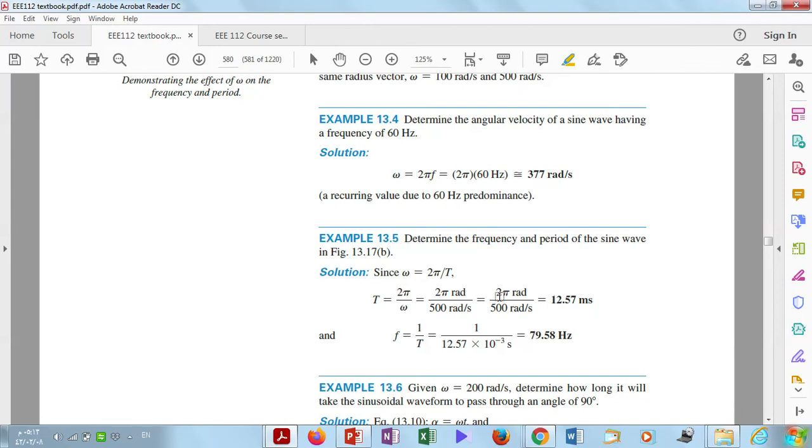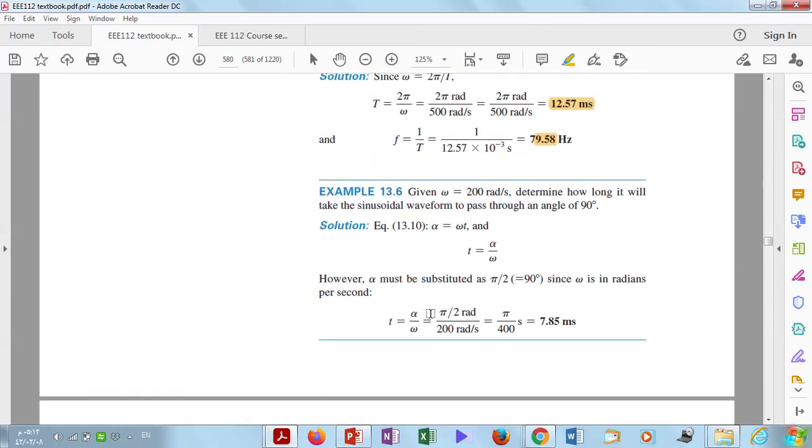We will write pi here not as 180, it is 3.14. 2 multiplied by 3.14 divided by 500, you will get 12.57 millisecond. Frequency is the opposite of the period, 1 over this answer. You will get the frequency 79.58 Hertz.